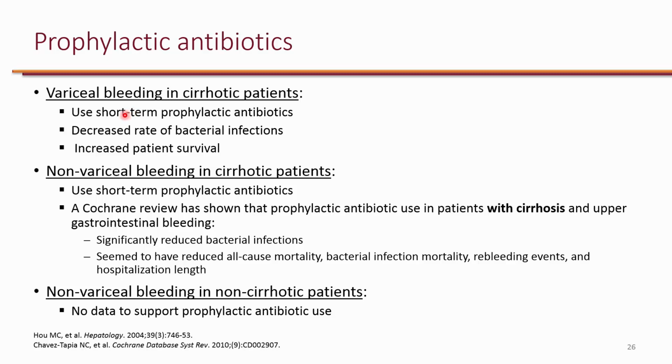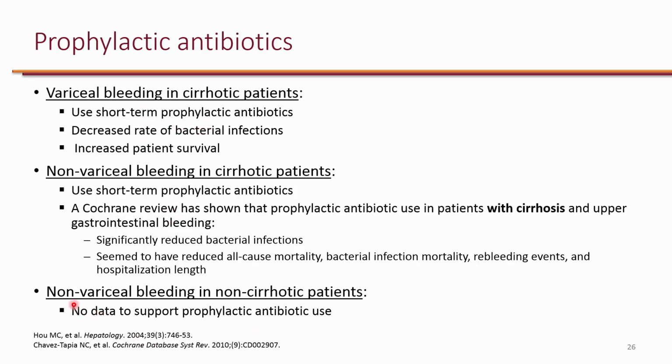Now, if you have non-variceal bleeding, such as ulcer bleeding, it's a matter of whether this is happening in patients with cirrhosis or no cirrhosis. If you have ulcer bleeding in patients with cirrhosis, again, you need to use prophylactic antibiotics. There's data to show that in patients who have cirrhosis and ulcer bleeding, or any other kind of upper GI bleeding, use of antibiotics significantly reduces bacterial infections, and it also seems to reduce all-cause mortality, bacterial infection mortality, rebleeding events, and hospitalization length. So if someone has non-variceal bleeding and has cirrhosis, definitely use the same prophylactic antibiotics.